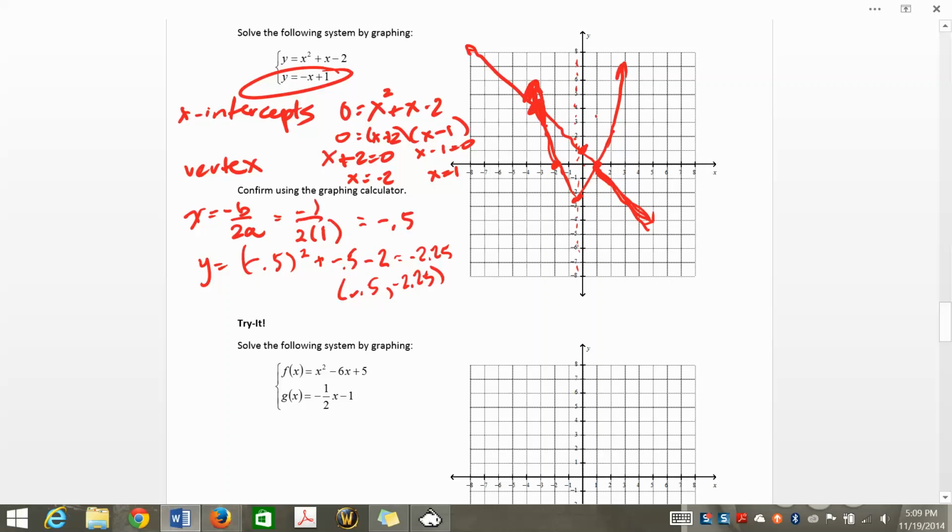I end up with 1 point here and 1 point here where they intersect. This one down here happens at 1, 0. That one's pretty easy to identify. This one here, we got to be a little bit more careful, but it looks like it's about -3, 4.